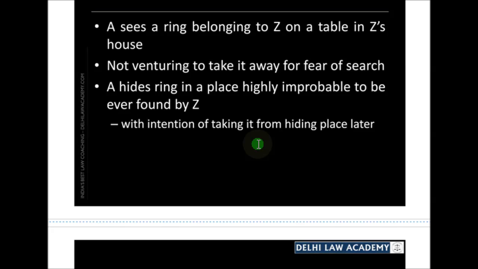Therefore, in this case, we would say that the ring is now no longer in possession of Z. It has been taken out of the possession of Z, despite the fact that it is still lying hidden somewhere in Z's house. In such a case, it will amount to the offense of theft. But at what point of time? It amounts to the theft at the point of time when it is first moved.